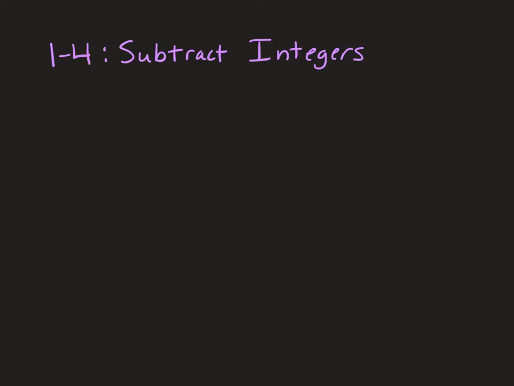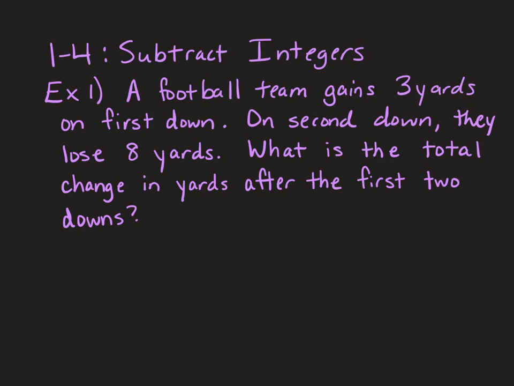Lesson 1-4 is about subtracting integers. A football team gains 3 yards on first down. On second down, they lose 8 yards. What is the total change in yards after the first 2 downs?